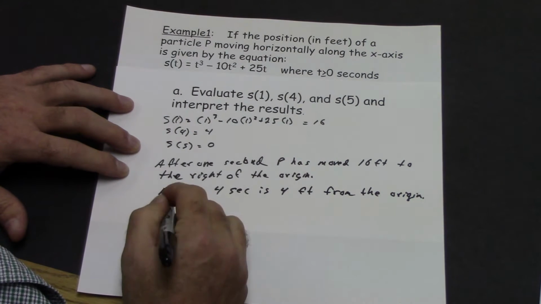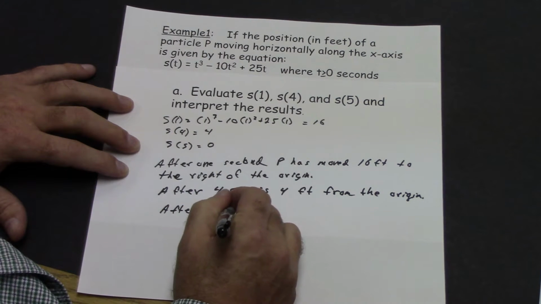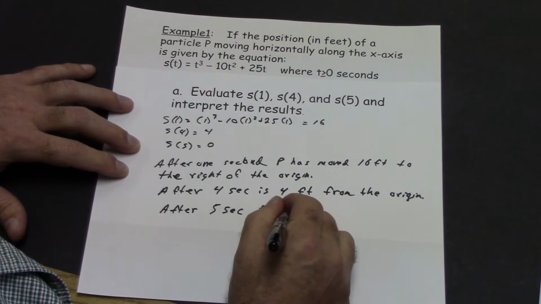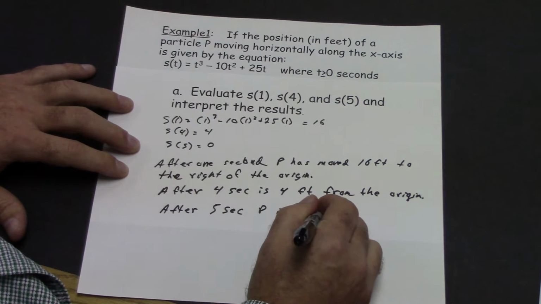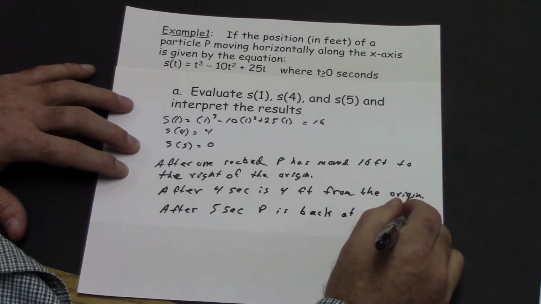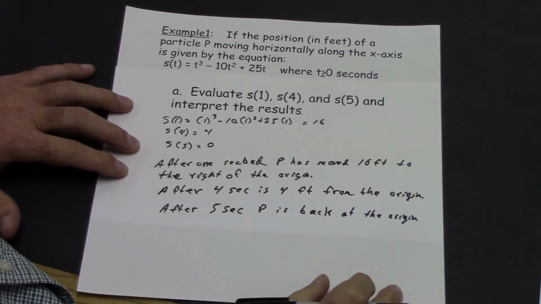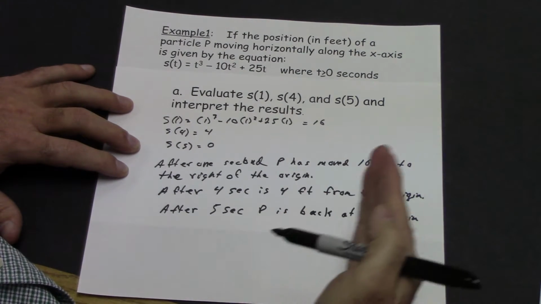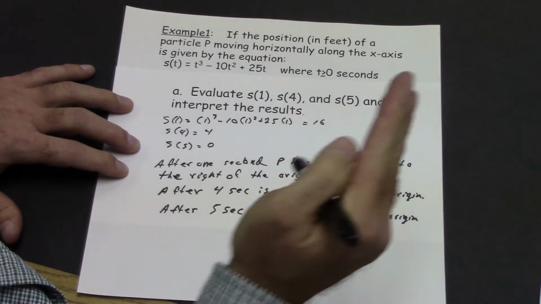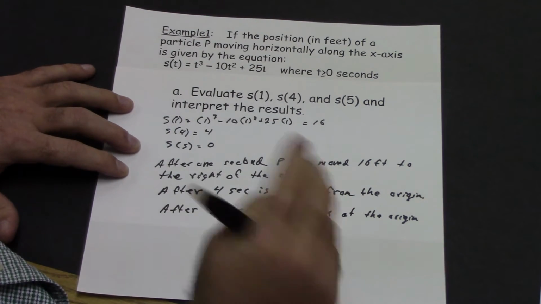And last, after 5 seconds, the particle is back where it started from. So it's back at the origin. At 5 seconds, its position is 0. That means it's 0 from where it started, so it's basically back where it started from. After 4 seconds, the position is 4. Now keep in mind, the particle may have changed directions in that time.